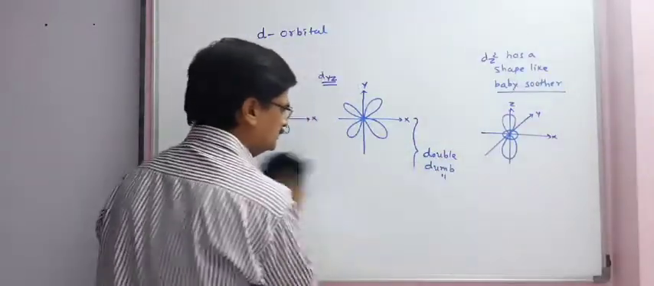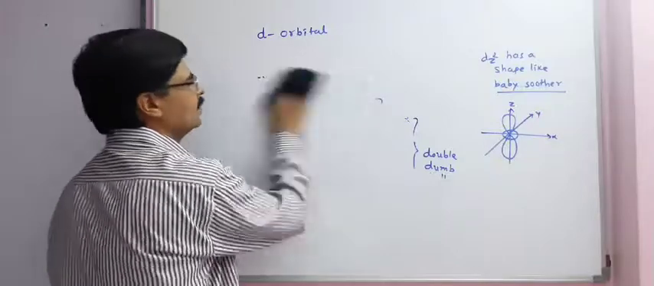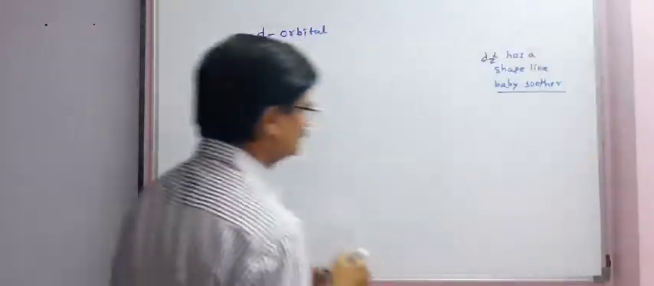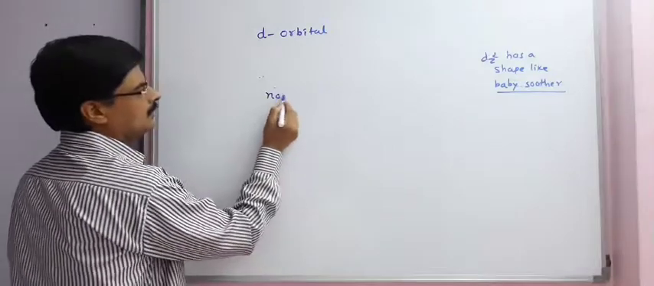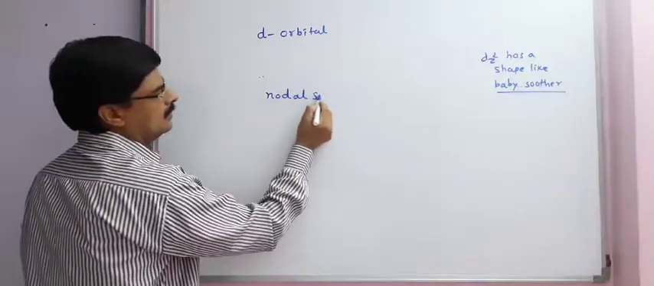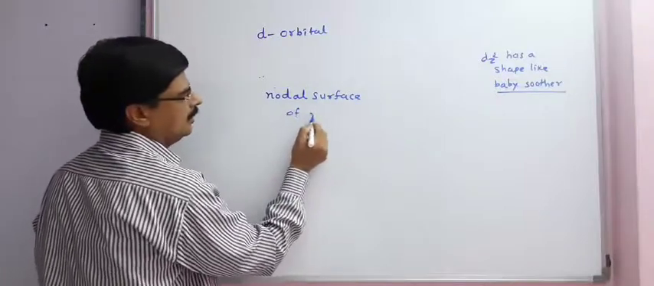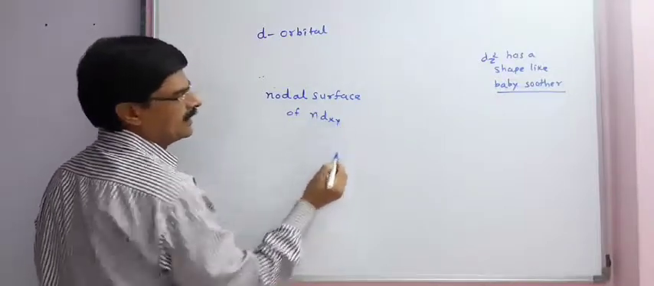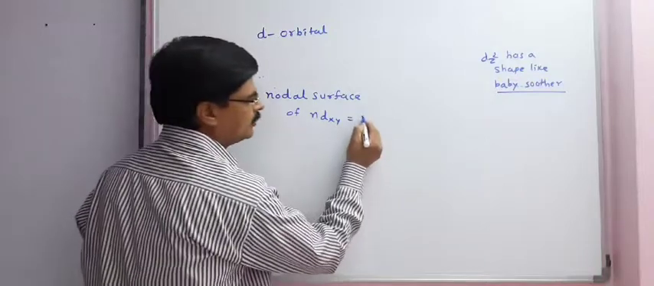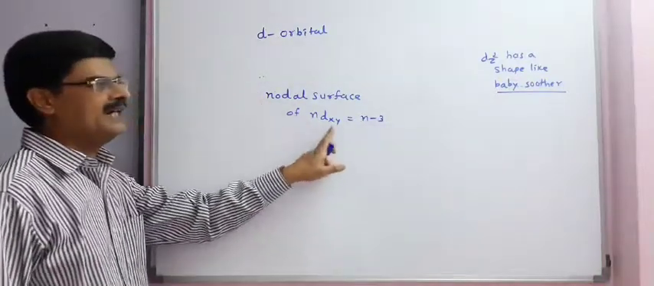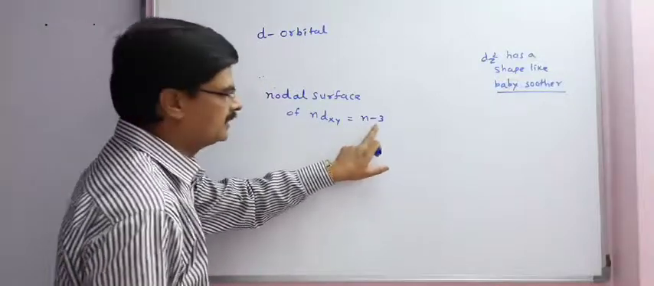Now one more formula that is utilized to find the nodal surface of nd orbitals: number of nodal surfaces is equal to n minus 3. Nodal surface of nd is equal to n minus 3.